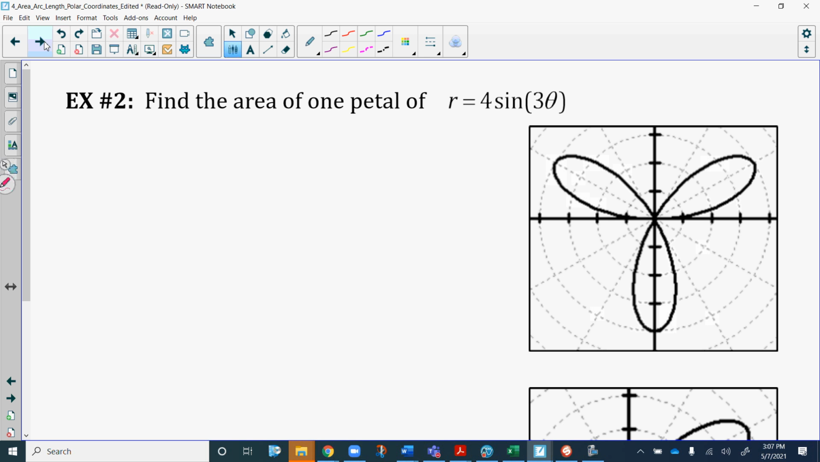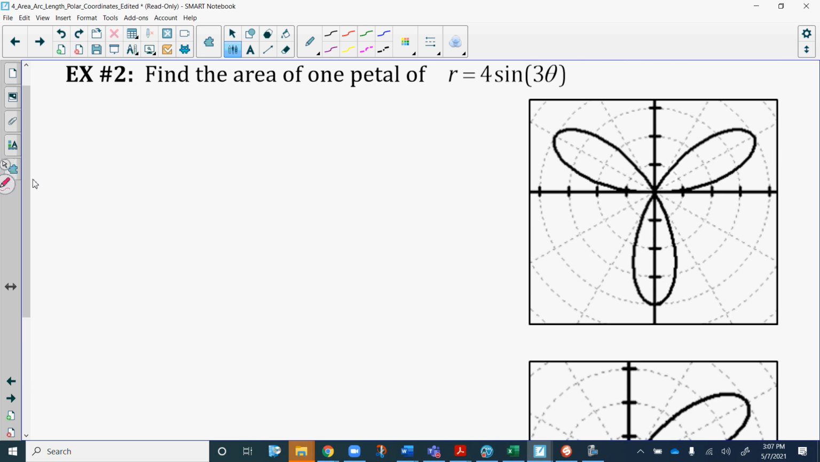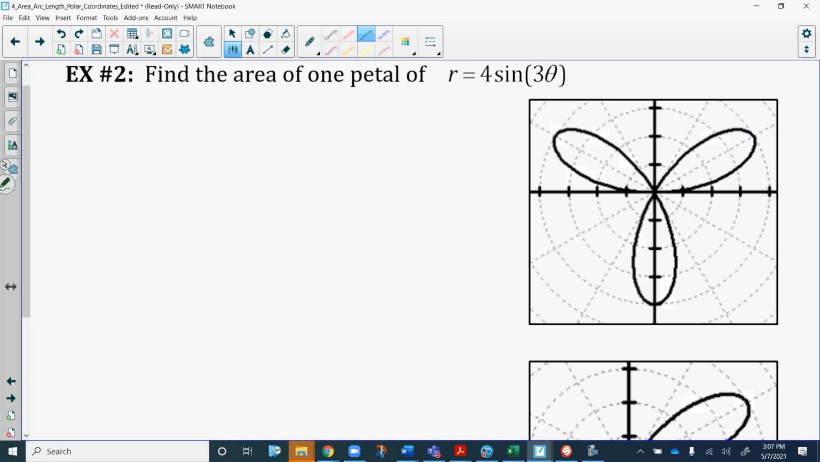Well, first of all, what's my interval going to be? I don't know. In the notes and in the presentation here, we just have one petal, which is fine, but I don't see why we need to have that second graph. We're just finding the area of one petal. So let's just focus on this guy right here, I guess.